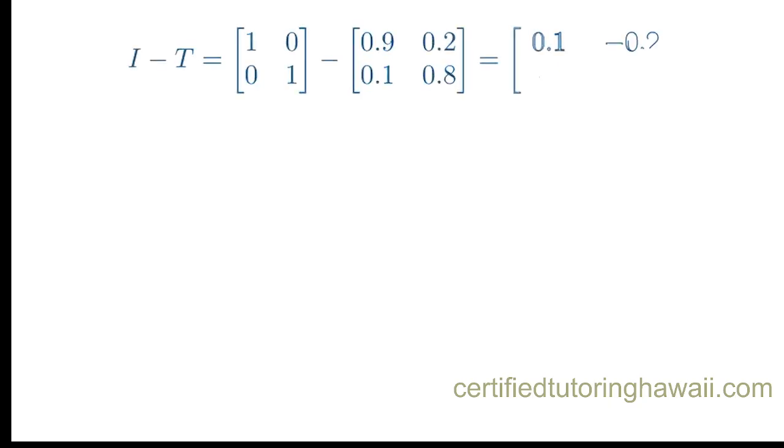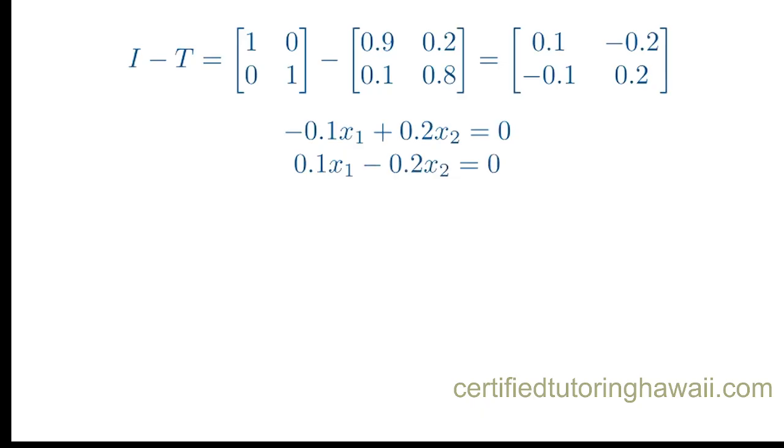To solve this, we set up a system of equations from the matrix I minus T. For our matrix, I minus T is this matrix right here. The system of equations is negative 0.1 x1 plus 0.2 x2 equals 0, and 0.1 x1 minus 0.2 x2 equals 0. These are the same equation, just opposite signs.